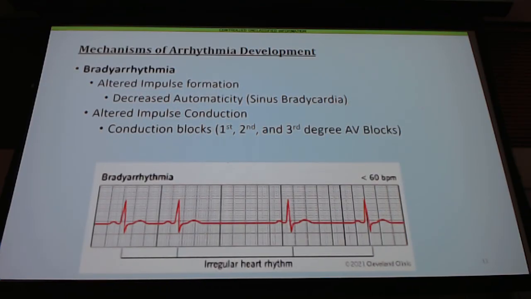When we talk about bradyarrhythmias, some examples of things that cause an altered impulse formation are things like decreased automaticity. So your parasympathetic overdrive can cause sinus bradycardia. When we talk about altered impulse conduction arrhythmias, what we're talking about from a bradyarrhythmia standpoint is going to be your conduction blocks. So like first, second, and third degree AV blocks are all potentially bradyarrhythmias that we could see in our patients.